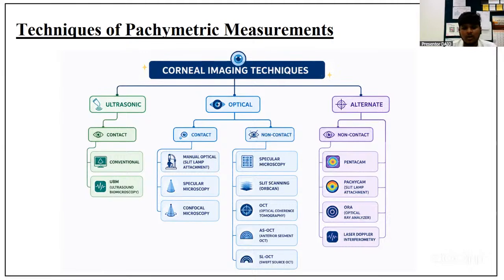In contact, we have manual optical specular microscopy and confocal microscopy. In non-contact, specular microscopy, slit scanning, also called a B-scan, OCT, ASOCT, which is anterior segment OCT, and swept source OCT. In alternate, we have Pentacam, Pachycam, optical ray analyzer, and laser Doppler interferometry.